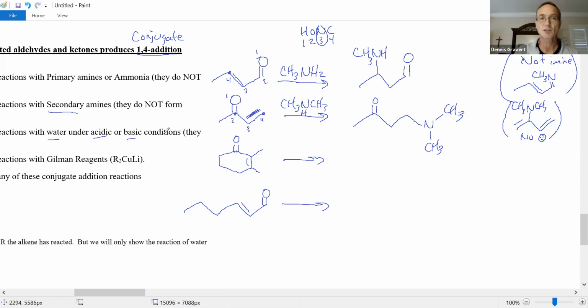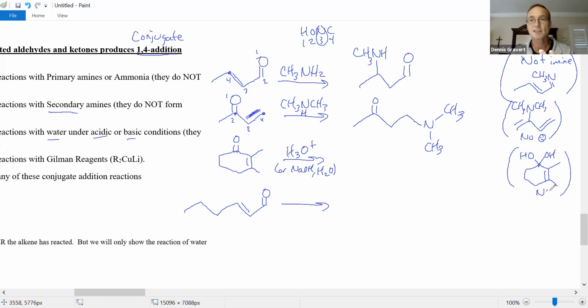Water under either acidic or basic conditions. So if we add hydronium ion, or if we add water under basic conditions, sodium hydroxide and water, what are we expecting? We're expecting hydration. So where there was a double bond O, we expected the split to form 2 single bond O's. And if you're adding acidic water or basic water, these are alcohols. You form the hydrated ketone, hydrated aldehyde, you form a diol. And the answer is not today, because it's conjugated.